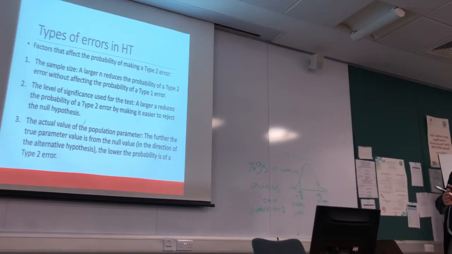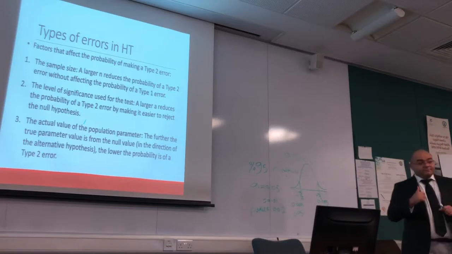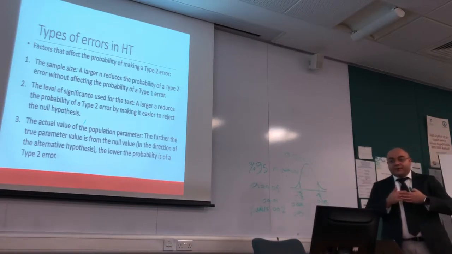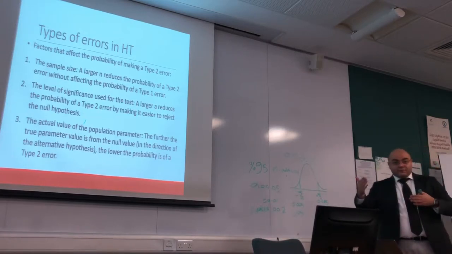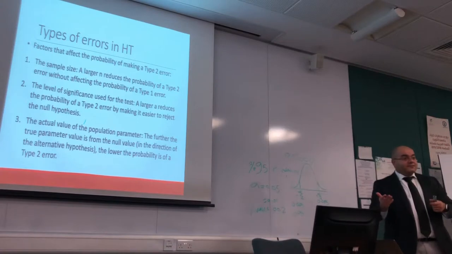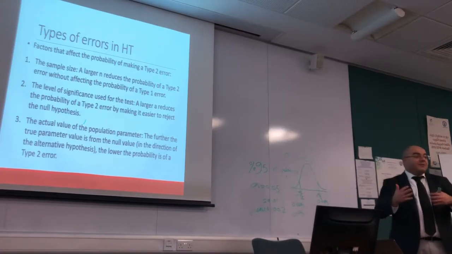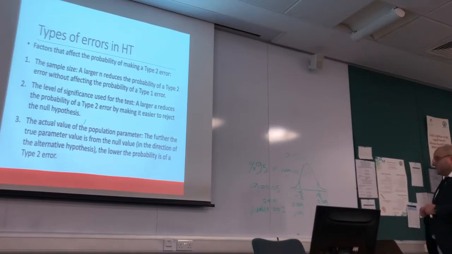The further the true parameter value is from the null, in the direction of the alternative, the lower the probability of committing type 2 error. So, شنو معناته؟ كل ما كان البارامتر true population parameter بعيد من النل value كل ما قل committing type 2 error. بس إذا كان قريب من النل value معناته الباور مالته ضعيفة. Okay. Exactly.